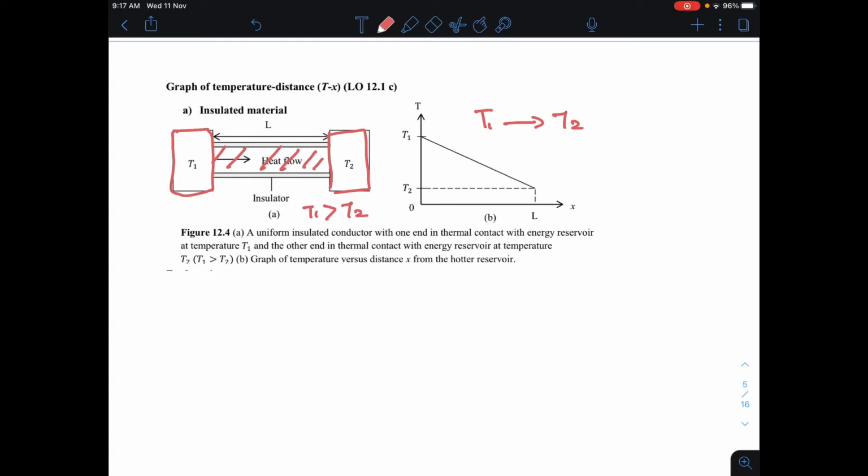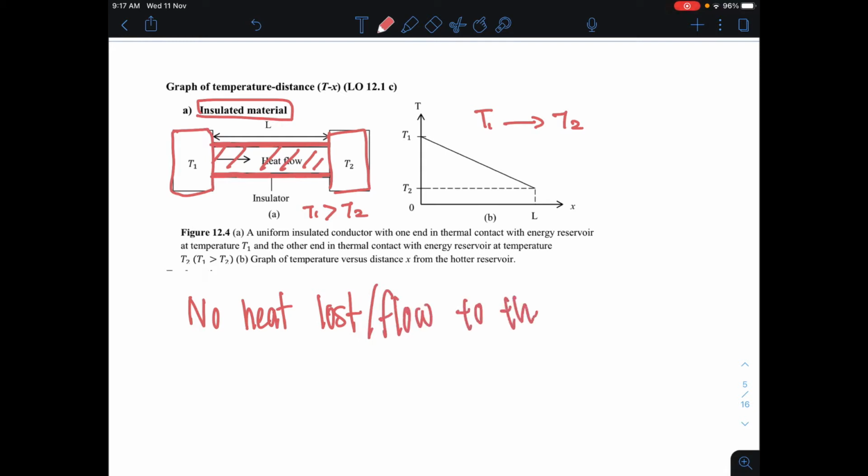Okay, cuma apa yang kita nak tengok dekat sini adalah, kita punya case adalah insulated material. Apa maksud insulated material dekat sini adalah, your conductor ini, conductor yang shade dekat sini has been insulated. You have insulated the material. Okay, bila kita insulate material ni, apa yang akan jadi adalah, when the heat is going to flow from temperature 1 to temperature 2, from the body from T1 to T2 along this particular rod, there will be no heat loss ataupun heat flow to the surrounding. Ini disebabkan kita dah insulate di sekelilingi kita punya rod itu.